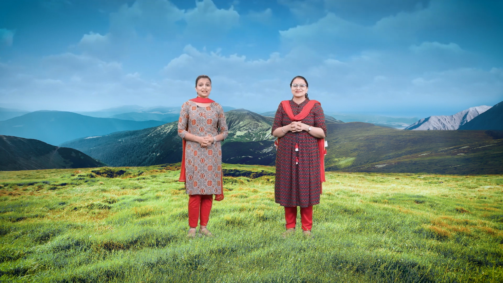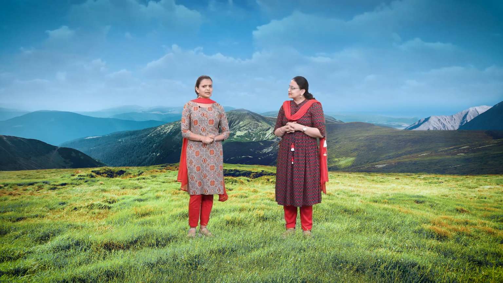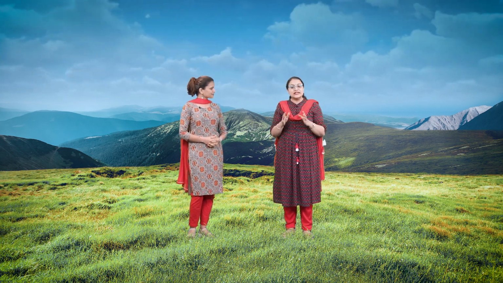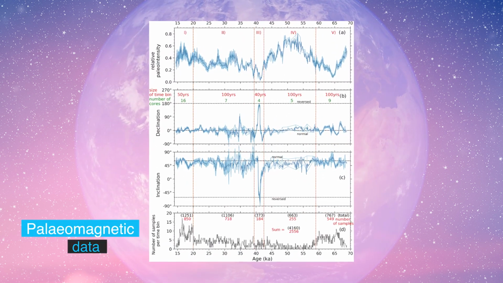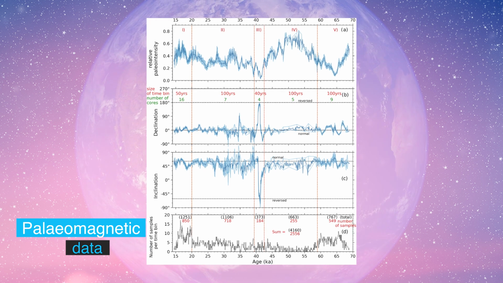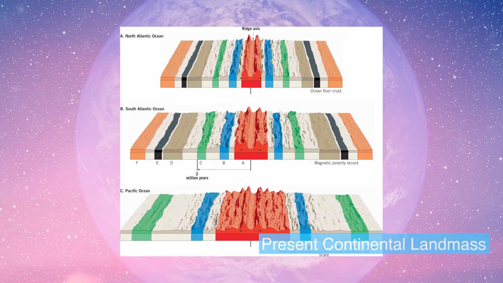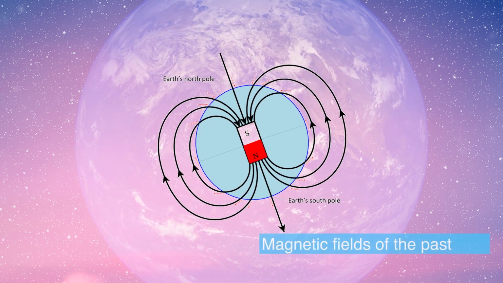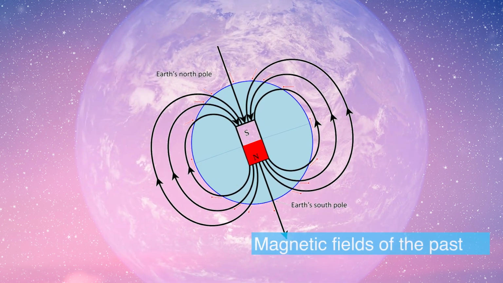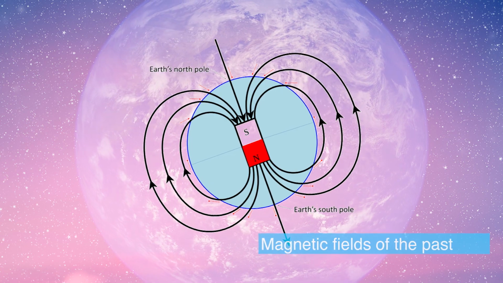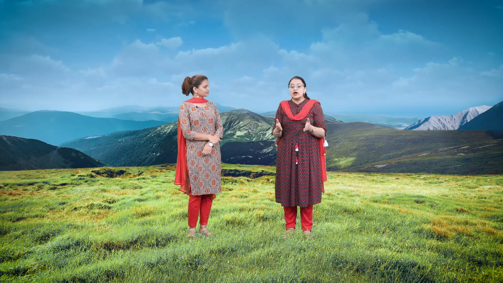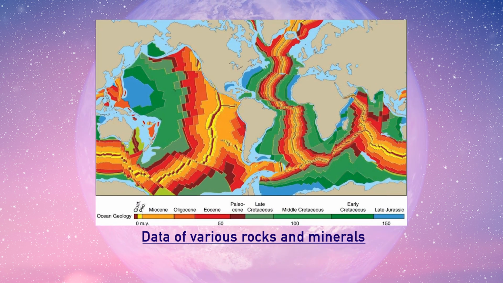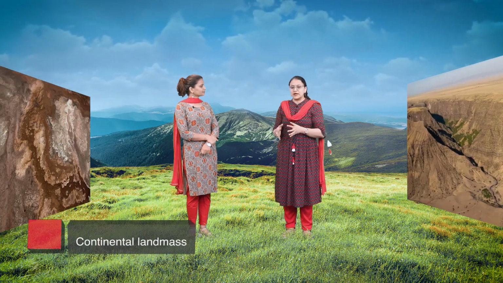My God. So, how did we get to know about it? I mean, is there any proof of it? Oh yes, of course. Scientists using the paleomagnetic data have determined the positions held by each of the present continental landmasses in different geological periods. Here, by paleomagnetic, I mean magnetic fields of the past. Magnetic fields and data of various rocks and minerals are also used for study in determining positions of landmasses.